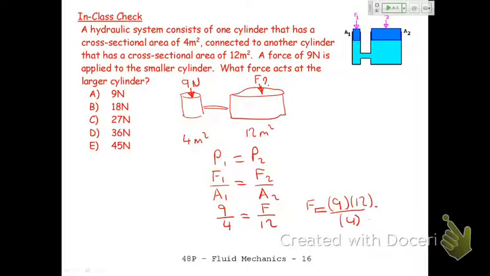4 goes into 12 3 times. 3 9s are 27. So that should be 27 newtons, which hopefully is there, yeah. Cool. So not bad. Just word to the wise.